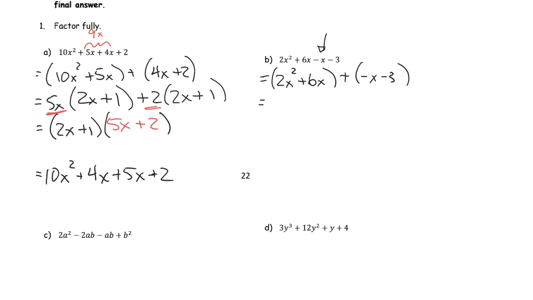And so now with the first 2 terms here, or sorry, with this first binomial, what's common there is going to be a 2x. And then that's going to leave me with x plus 3.